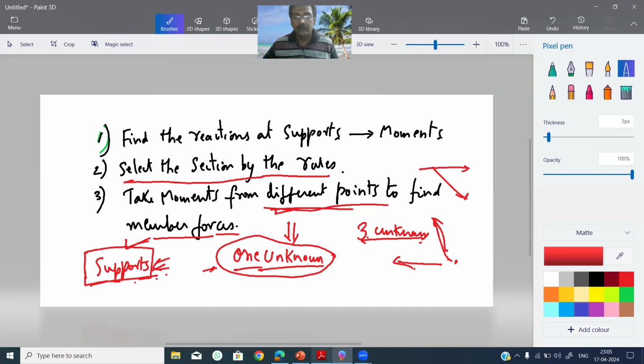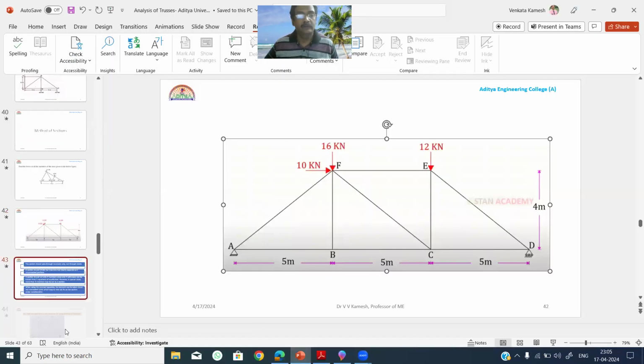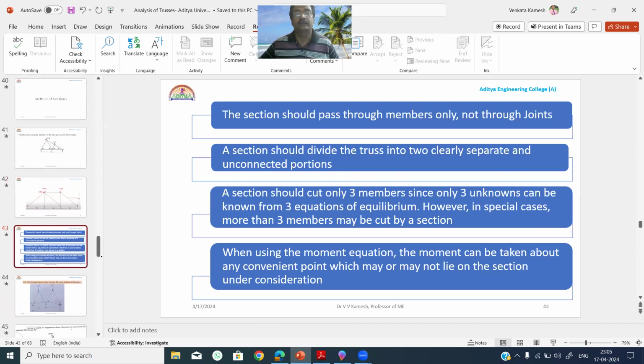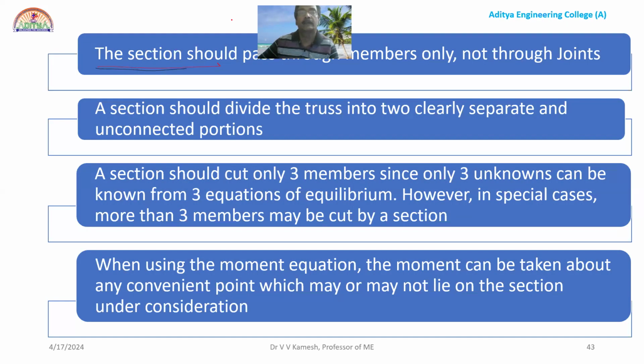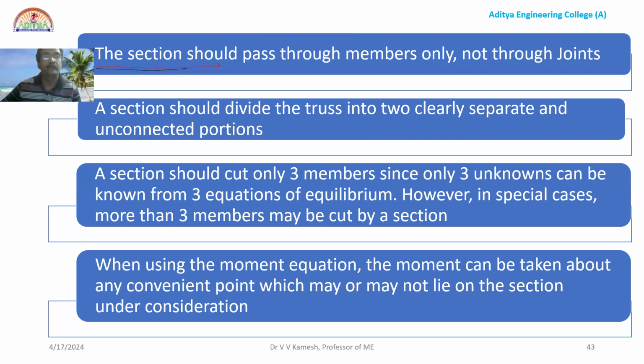Okay. Now we can see how to select. What are the selection rules? So how to select the section? See, the first rule is the section should pass through the members only, not through the joints. Okay. So the section has to cut the members. It should not pass through any joint. That is the condition.